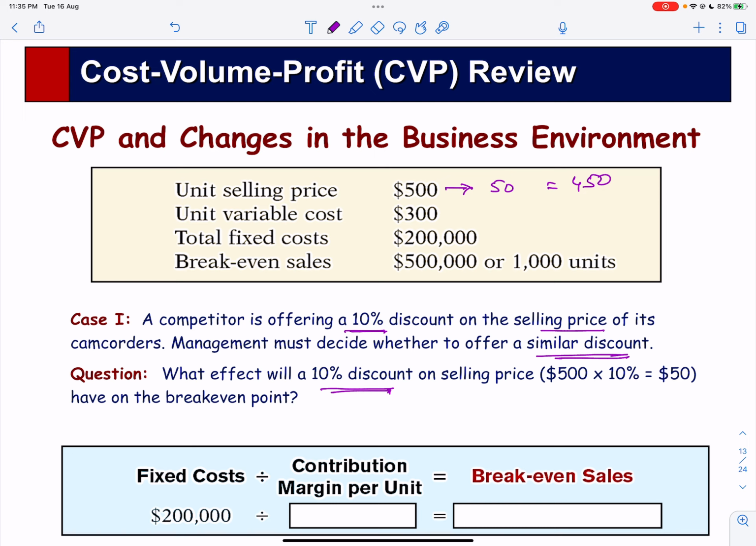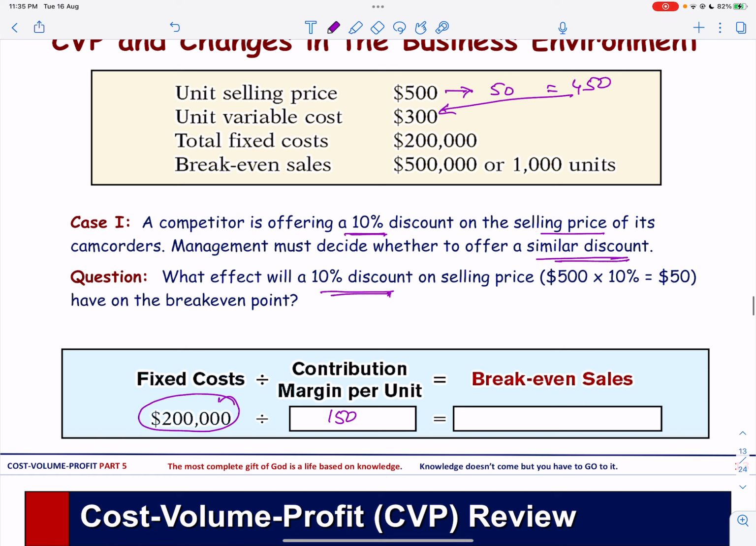So fixed cost will remain the same, that is 200,000, and the contribution margin per unit now will be sales minus variable cost, and that is going to be 150. So the break even sales will be 1333 units. So for the company, the change of 10% discount requires monthly sales to increase by 333 units in order to break even.